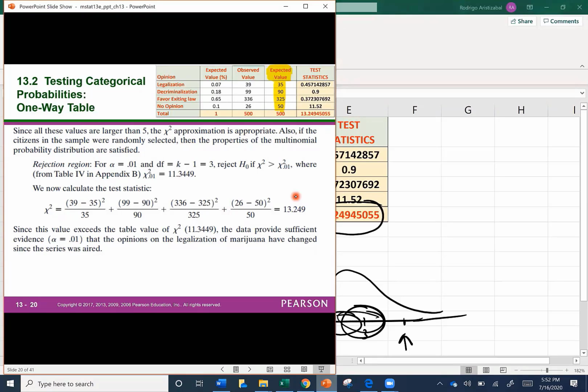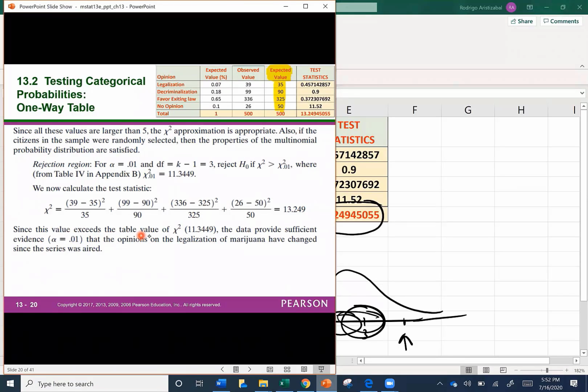Then you can conclude, because 13.24 is bigger than 11.34, my value falls far away from my expectation, then I reject that the population still has this proportion. It is different. At least one of them should be different.